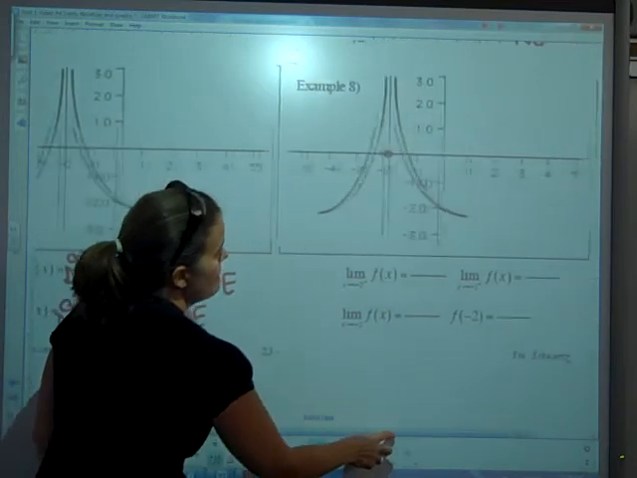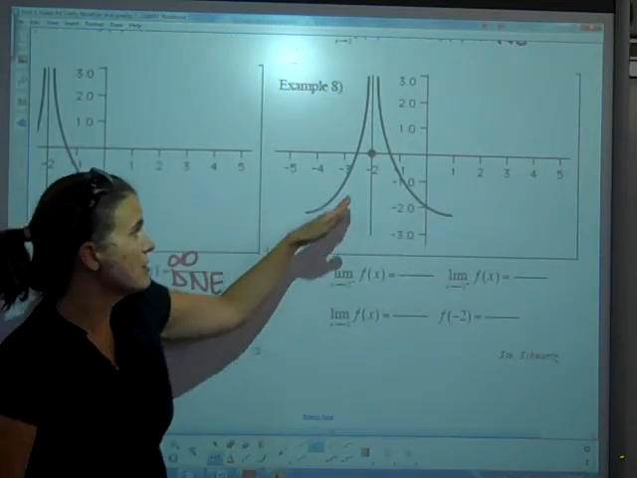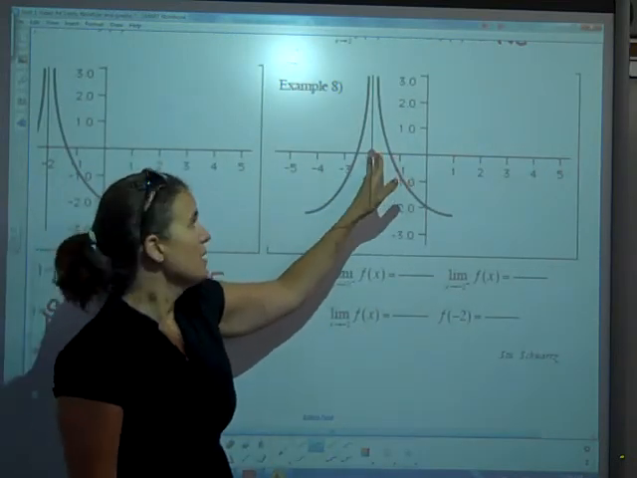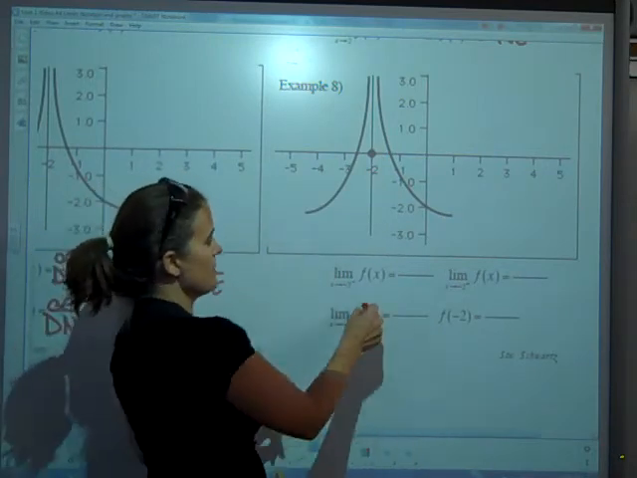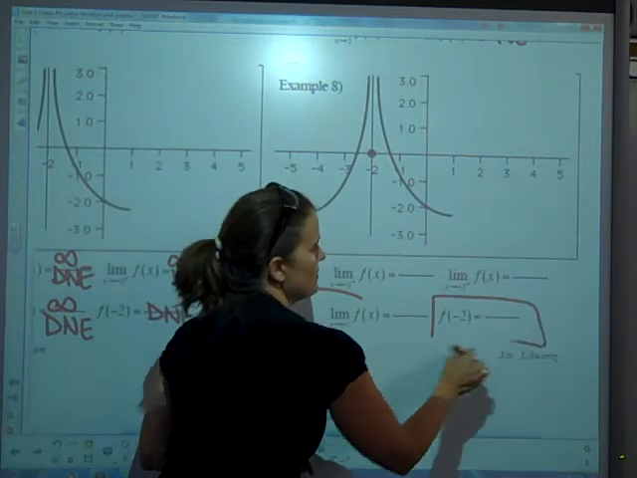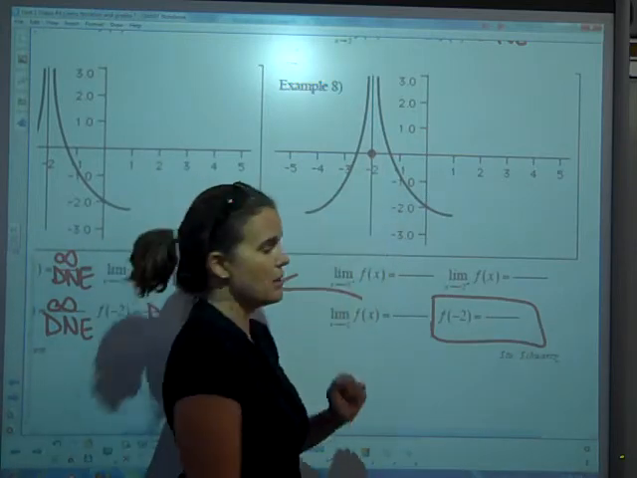Okay. Example number 8, again we have an asymptote. The only difference here is that we have an actual value. When we plug in -2, we get 0. So these would be exactly the same as this guy, except f of -2 would be 0.